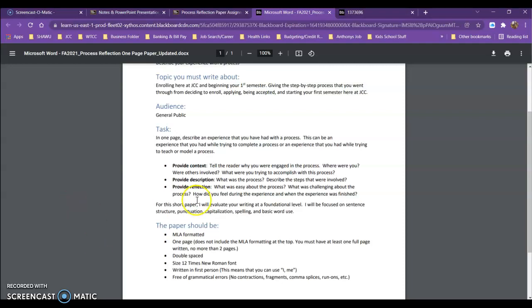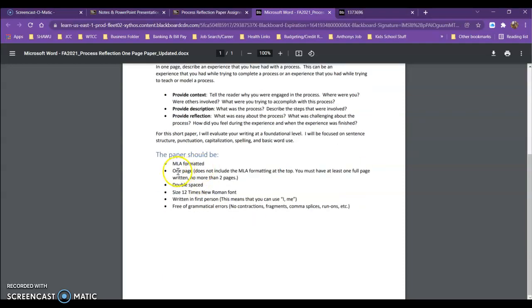Now, this is pretty much me trying to gauge where you are on a foundational level. So I'm going to be looking at sentence structure, punctuation, capitalization, spelling, and basic word use. I'm not going to go super, super deep, but I am going to be looking to see where you are. Your paper has to be in MLA format.